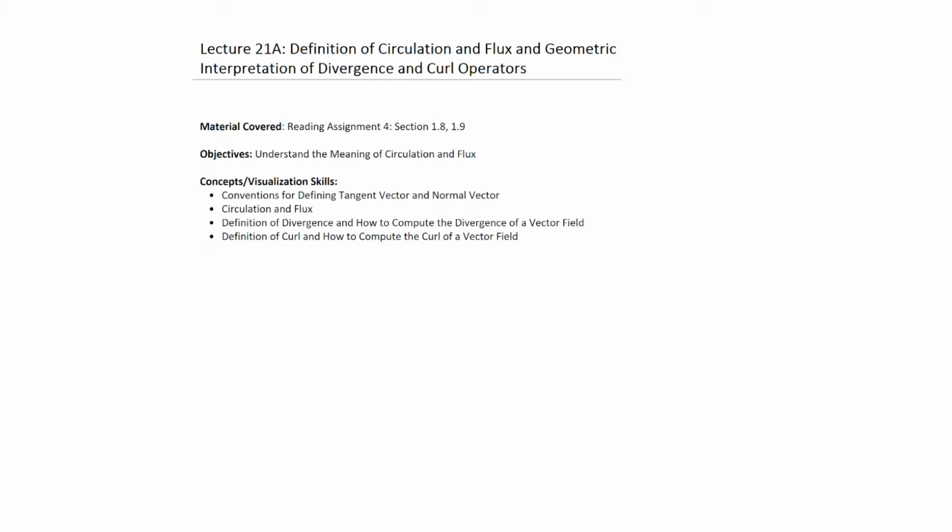And the main objective of this lecture is to understand the meaning of circulation and flux. So it gives you some intuitive feel as to what these different concepts represent. And so the main concepts and visualization skills that you'll get from this lecture are the conventions for defining tangent vector and normal vector, which is more or less a repeat of some of the things we've already discussed. The notion of what is circulation and flux, but more from an intuitive point of view. The definition of divergence and how to compute the divergence of a vector field, and the definition of curl and how to compute the curl of a vector field.